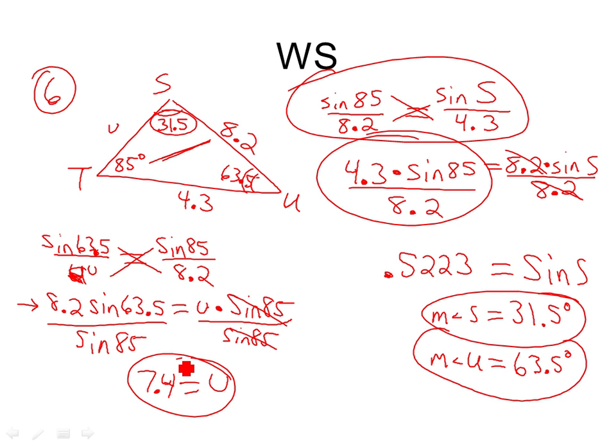Have we found everything? Yeah, we found the one missing side we were missing right here, 7.4. Found the two angles. That's all we had to do on that. Easy stuff, especially when I only gave you like 9 problems.